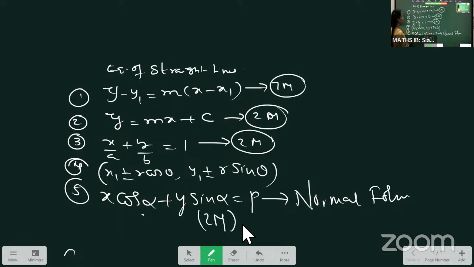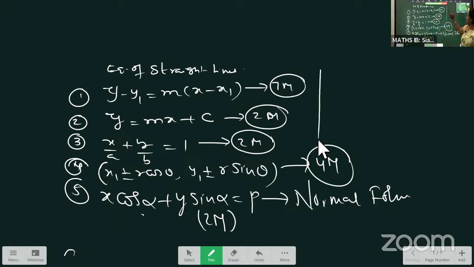This is x1 plus r cos theta and y1 plus r sin theta. In this one, you will get one 4-mark question. So these are the most important formulas, the first one and this fourth one. Today I am going to explain the questions that come from the first formula.